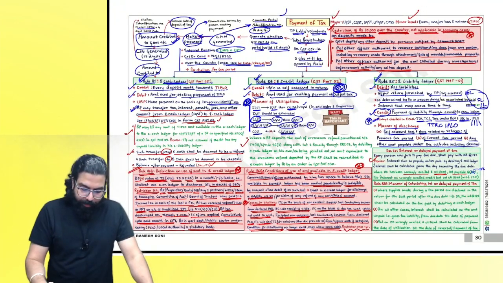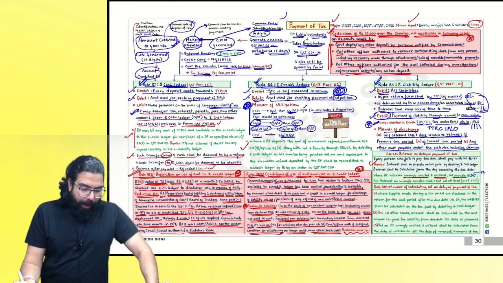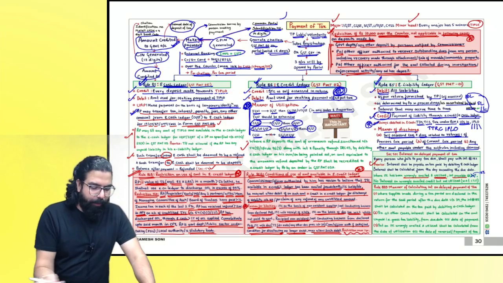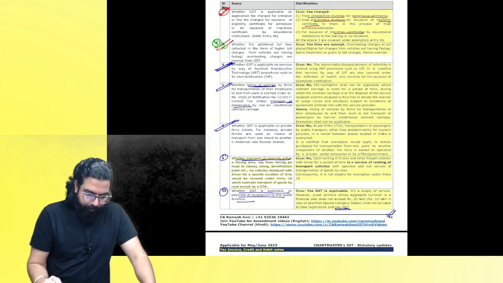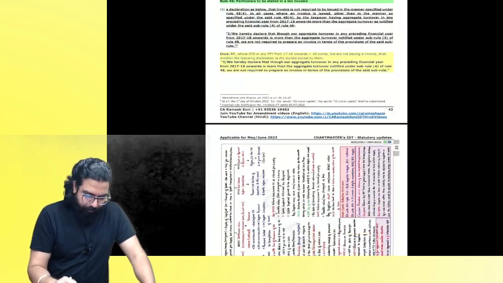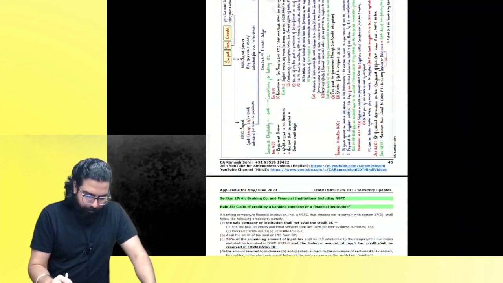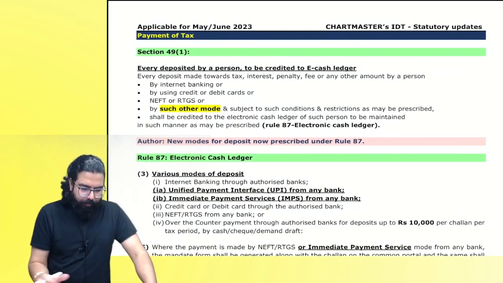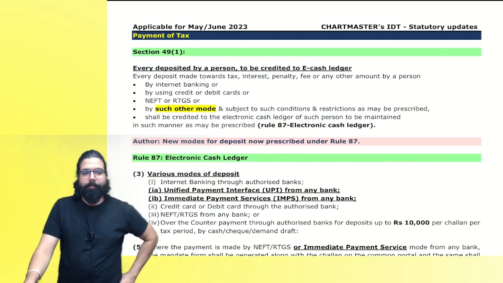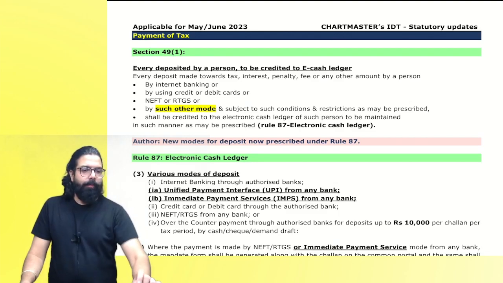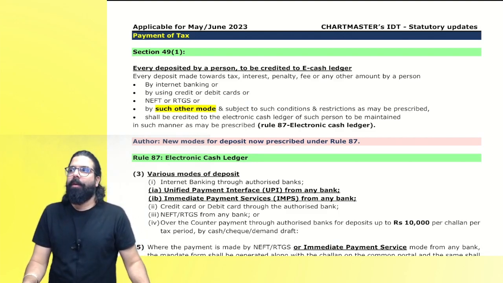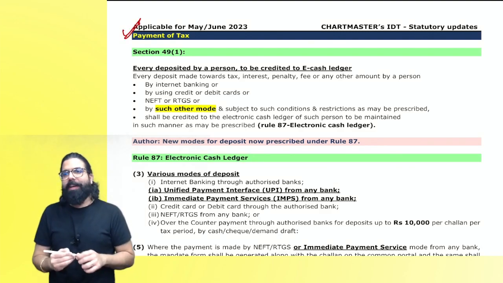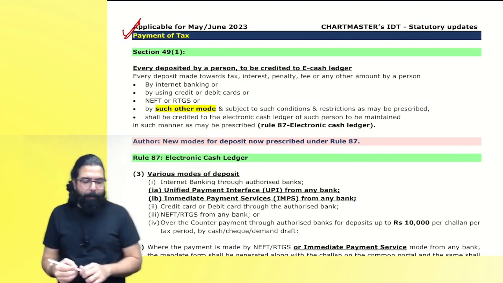Now, everyone over here, please come to your amendments. Please come to your amendments. We'll cover payment of taxes ka amendments, everyone. Please come to amendments. Everyone, now let's do the amendment for the chapter of payment of tax. Please come to the amendment for the chapter of payment of tax.